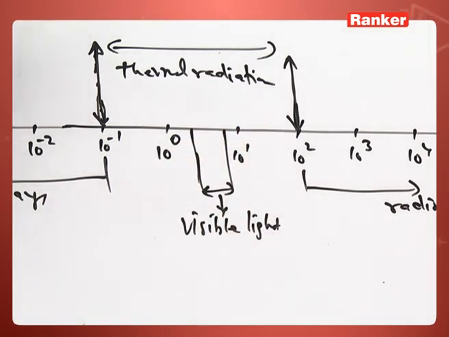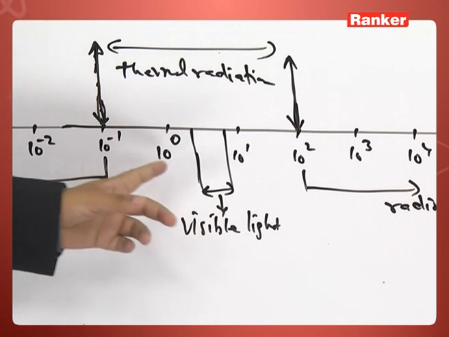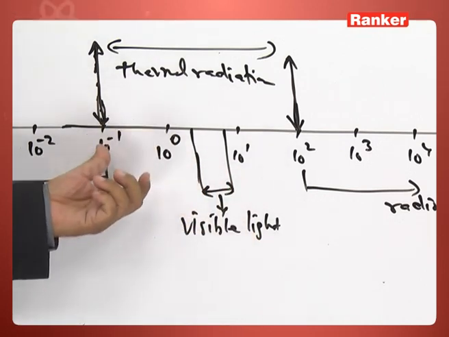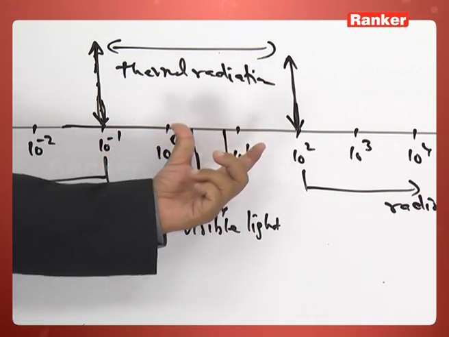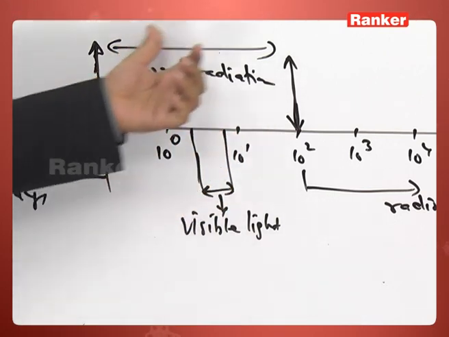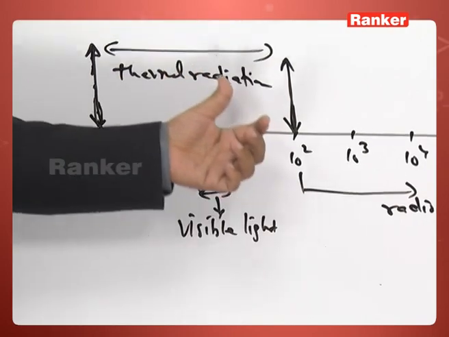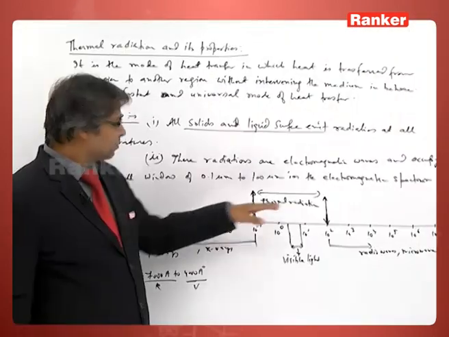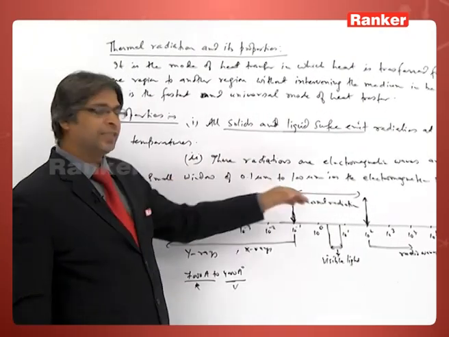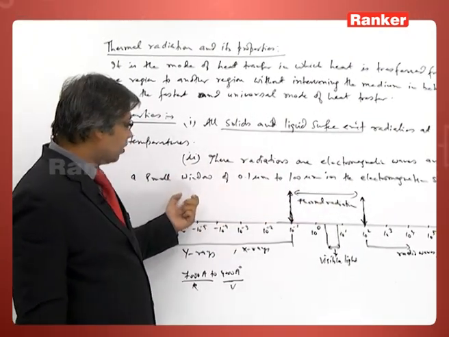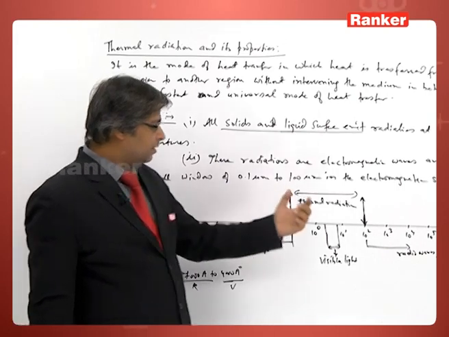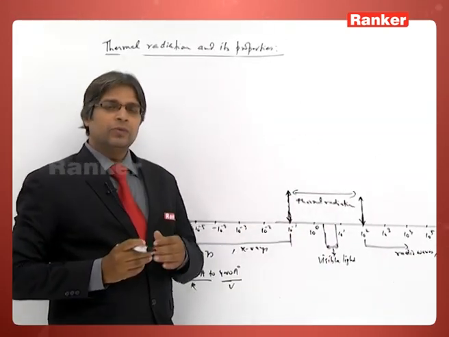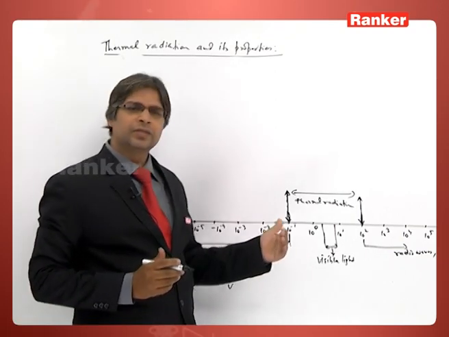So, what thermal radiation are we talking about? Visible light is a part of this radiation and it extends from 10 to the power minus 1 to 10 to the power 2. This region of the spectrum carries most of the energy and it is thermal radiation. These are more energetic radiations, but we do not call them thermal radiation, so thermal radiation is from this part only.